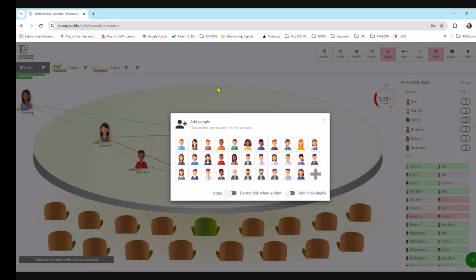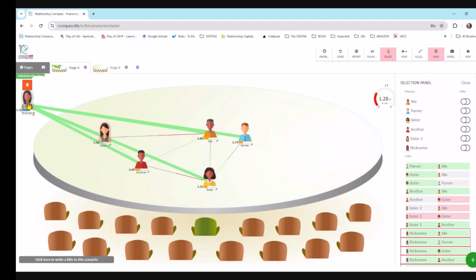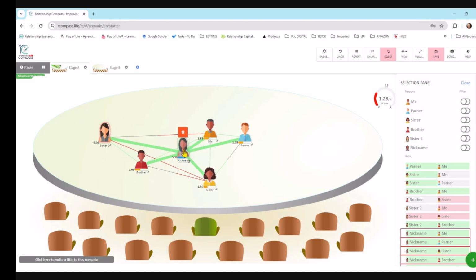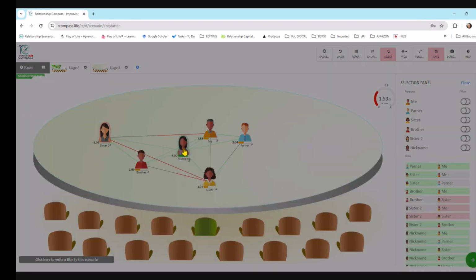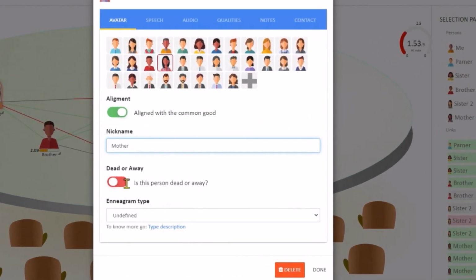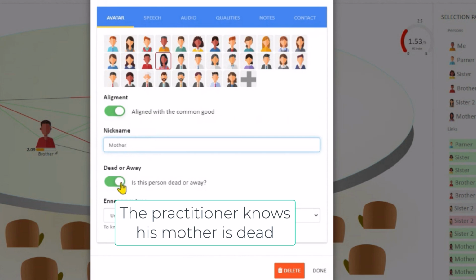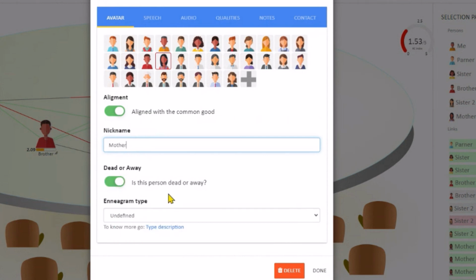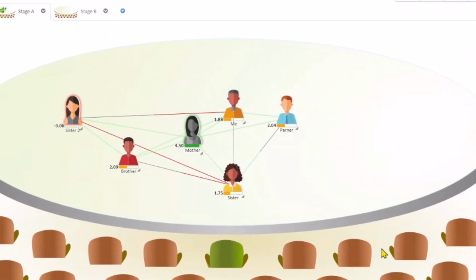Okay. And where will she be? Well, she's in the middle of the four of us. Here. Yeah. So let's put a name, mother. She's not alive, so we put here that she's dead. Okay, so it's gray. So we can put people who are dead there.